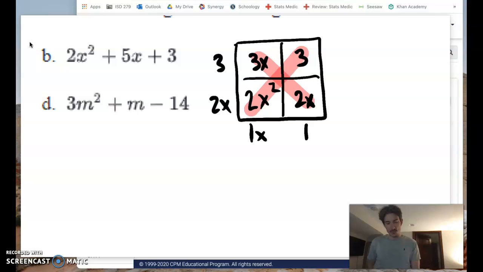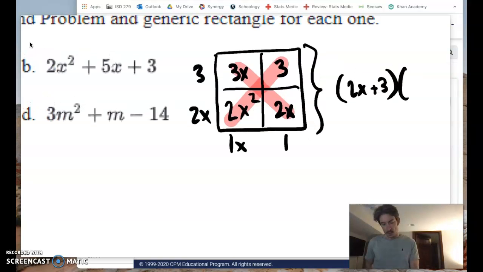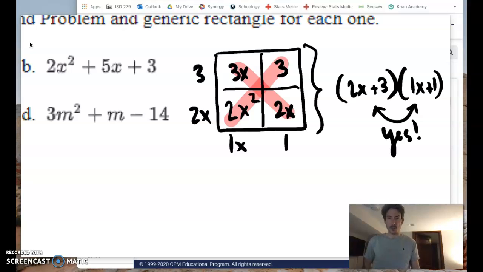So how do I write this in factored form? This is going to be 2x plus 3, and then finally x plus 1. Some of you are wondering, can I flip these two binomials around? Could I write that in the opposite order? The answer, of course, is yes, and that has to do with the commutativity of multiplication.